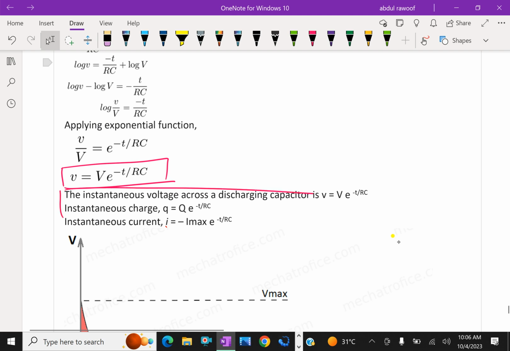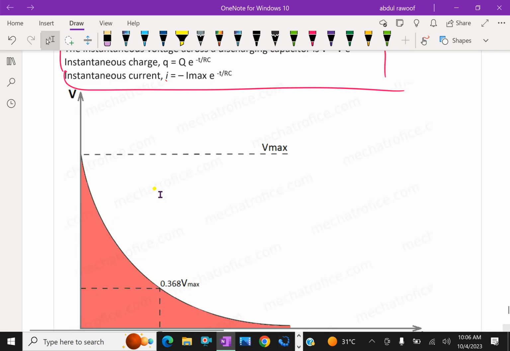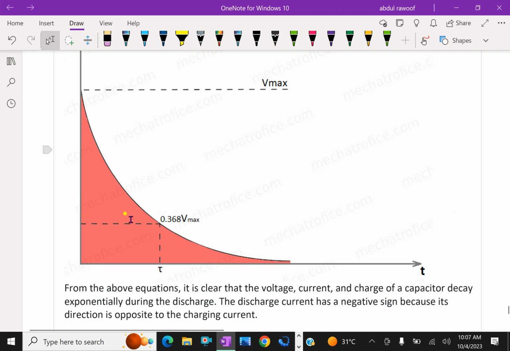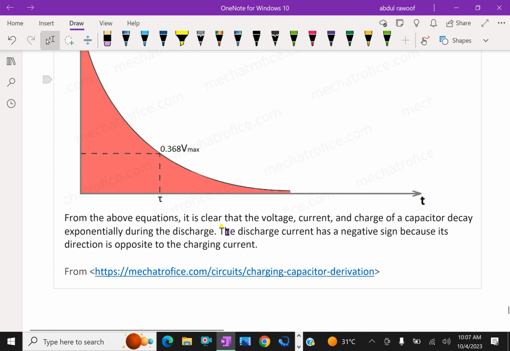This is the result. Look at your figure for the discharging voltage. Here is the voltage axis, here is the current axis. Then the instantaneous current equation. From the above equations, it is clear that the voltage, current and charge of the capacitor decay exponentially during the discharge. The discharge current has a negative sign because its direction is opposite to the charging current.